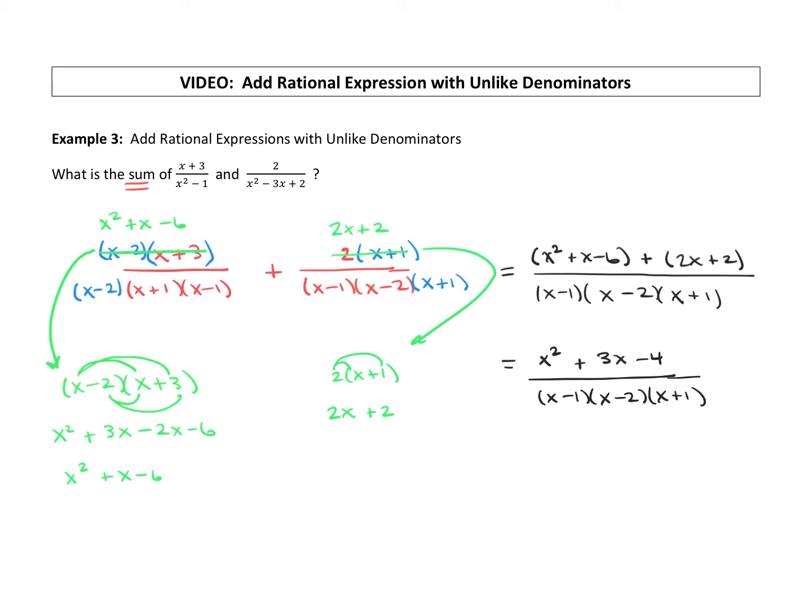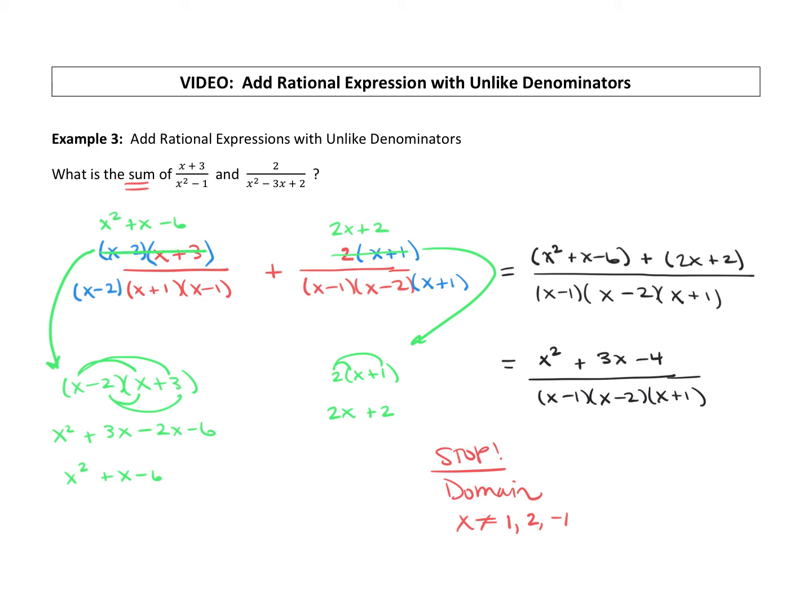All right, before we continue on, we are going to stop and identify our domain because we're going to try to simplify this down if we can, but we want to get our domain before we do any simplifying. So the domain, our x's cannot equal. Remember, if you set all of these factors equal to 0, you're going to get a positive 1, a positive 2, and a negative 1. Just a reminder that domain, if you were to plug in a 1 for your x, 1 minus 1 is 0, and 0 times this makes that whole denominator 0. So x can't equal 1.